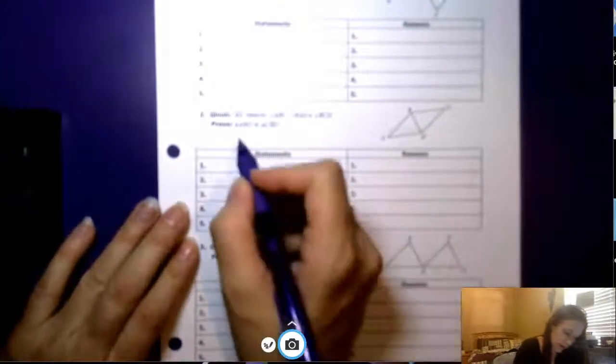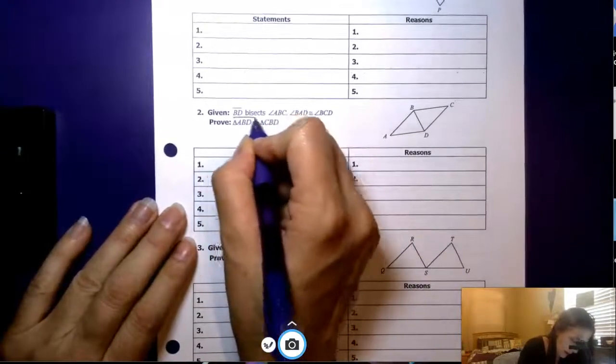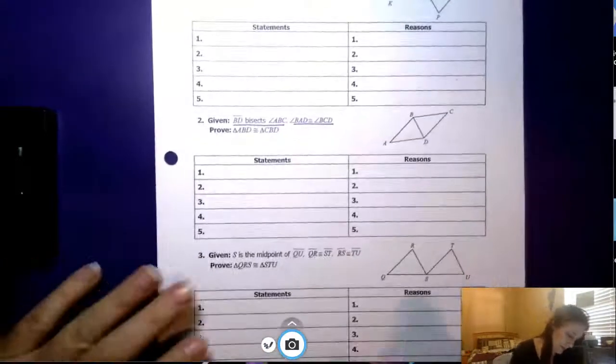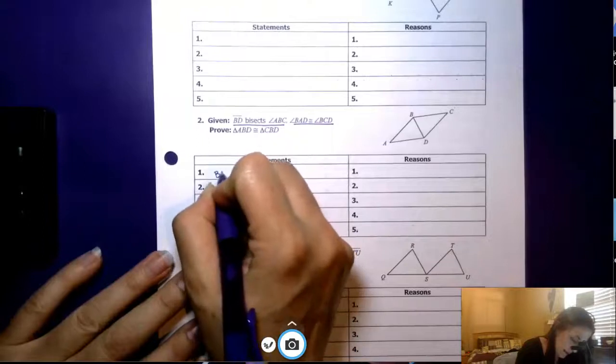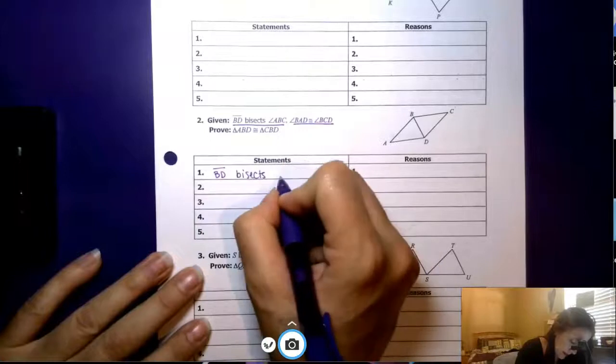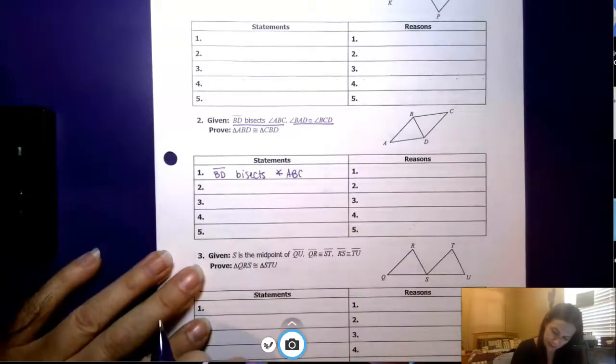Okay, so the first thing I'm going to start with is my given. I'm going to write my given in 2 separate lines here. I'm going to go to number 2. Line segment BD bisects angle ABC. That's given.